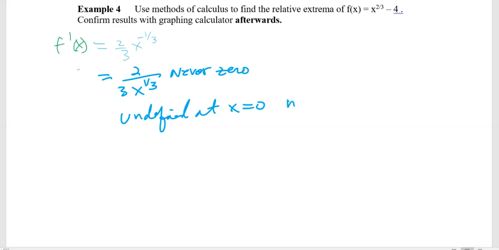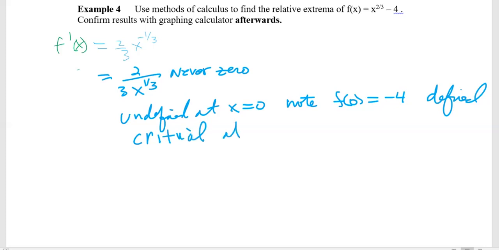And you want to note f of 0 is well defined. Okay, so we do have a critical number at x equals 0, critical. So we'll go ahead and do our test.